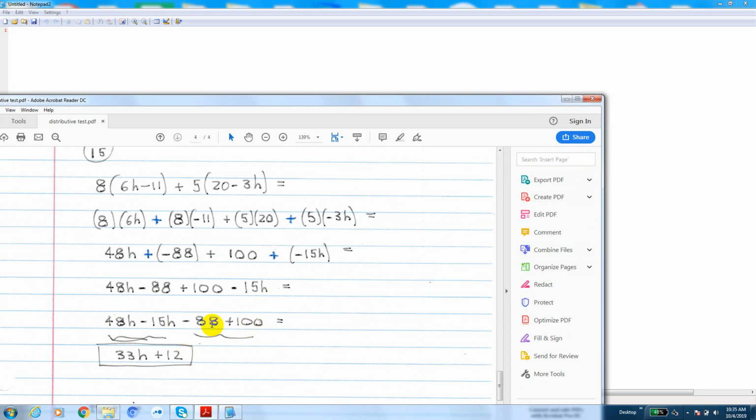Is it positive or -12? It's positive 12 because the 100 has a bigger absolute value than the 88. That's how you combine with negative numbers.